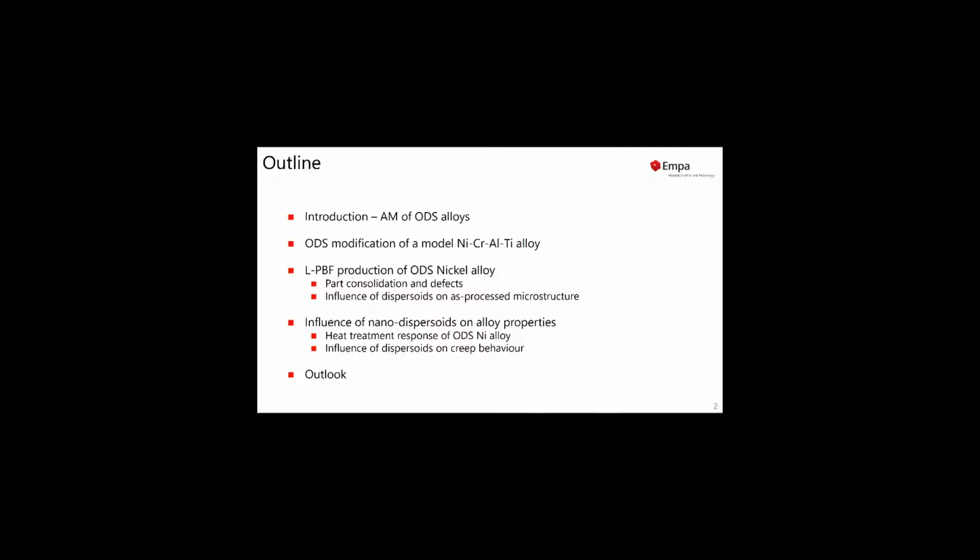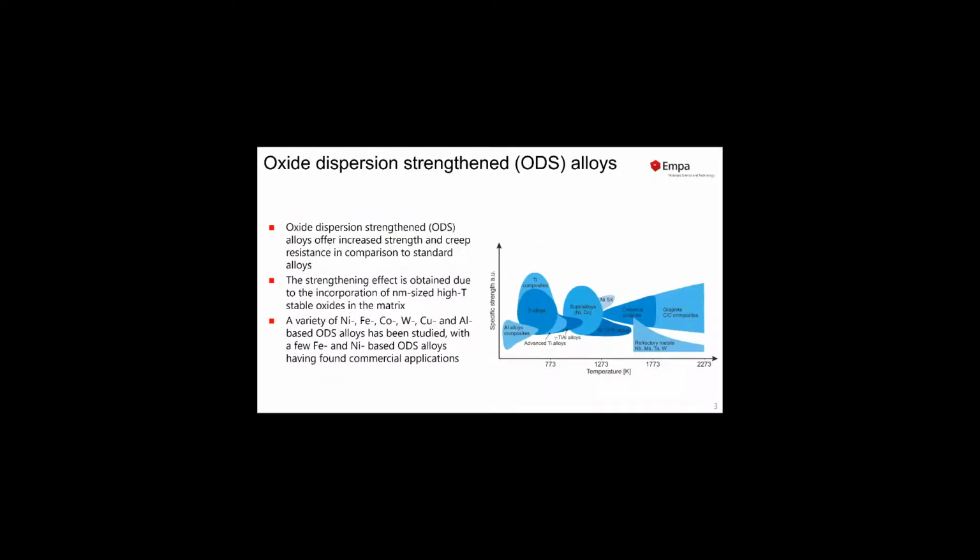Okay, so why ODS alloys, oxide dispersion strengthened alloys? This is a class of alloys that offers increased strength and in particular creep resistance in comparison to standard alloys. This strengthening effect is obtained due to the incorporation of nanometer-sized, high temperature stable oxides in the matrix. Here on the right-hand side you can see what impact this has. This is the specific strength, and this is the surface temperature of certain alloys. You see all the structural alloys that are used, and in particular the nickel-based superalloys, which are used for high temperature applications. And you can see that you can extend this field to significantly higher temperatures.